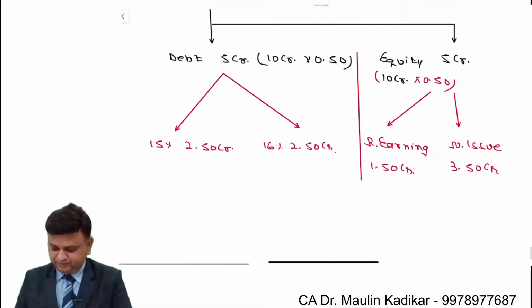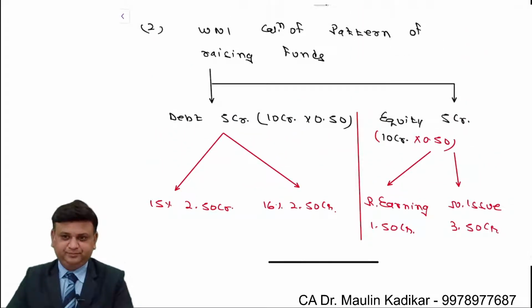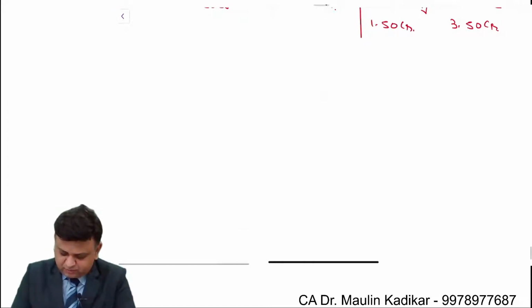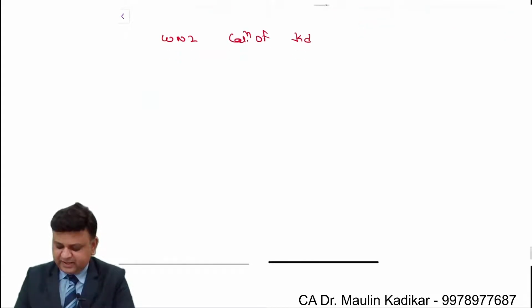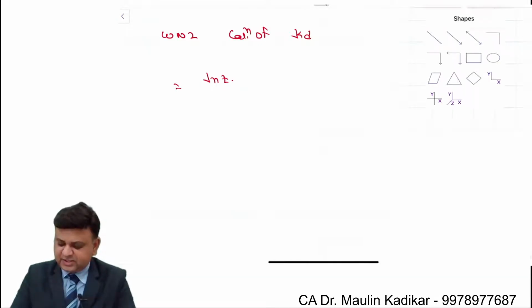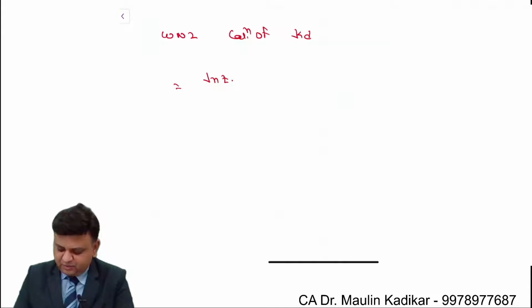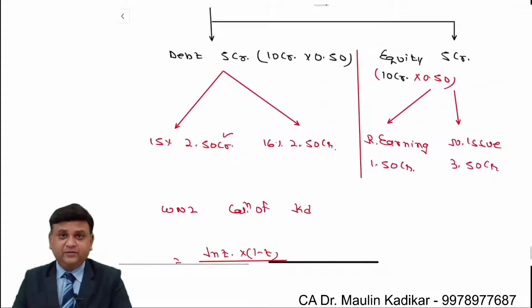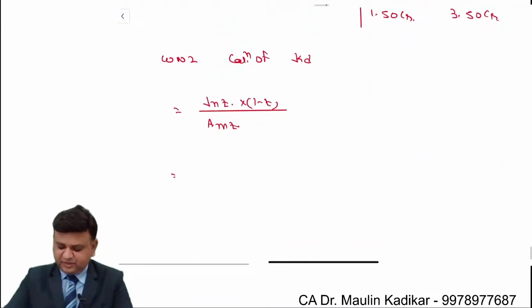Next, working note number 2, calculation of cost of debt financing. It is interest into 1 minus t divided by amount. For the first 2.5 crore, the rate of interest is 15%.